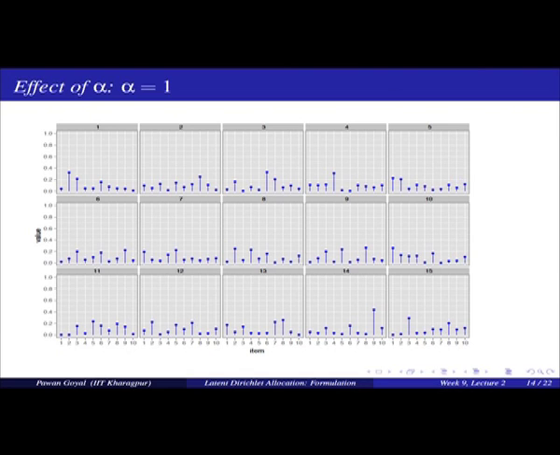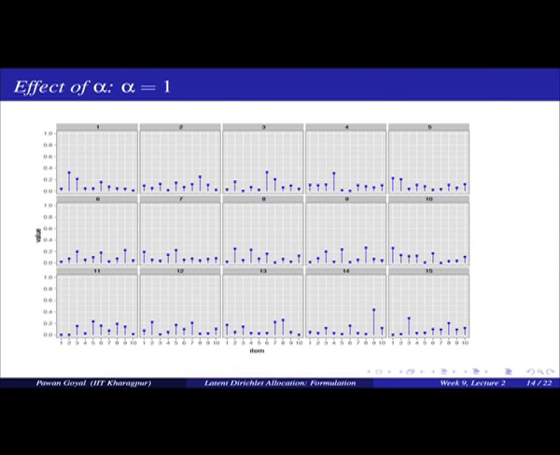Now this is from a simulation. What happens if you take different values of alpha? If you take alpha equal to 1, what kind of distributions are preferred? There are 15 documents shown here, and there are 10 different topics. So you are having some distribution over topics T1, T2, T3, and so on, and for these 15 documents, there are different distributions.